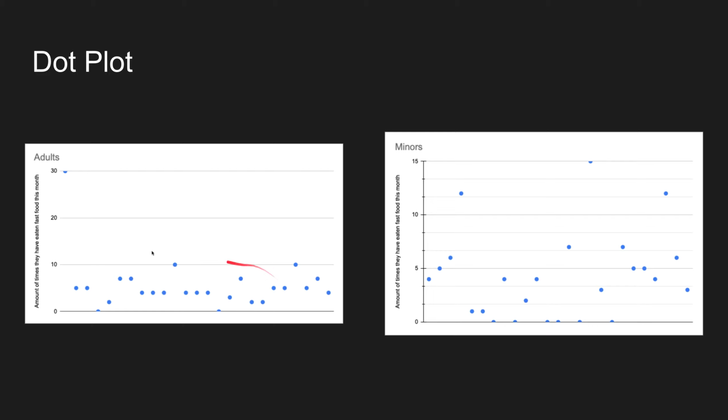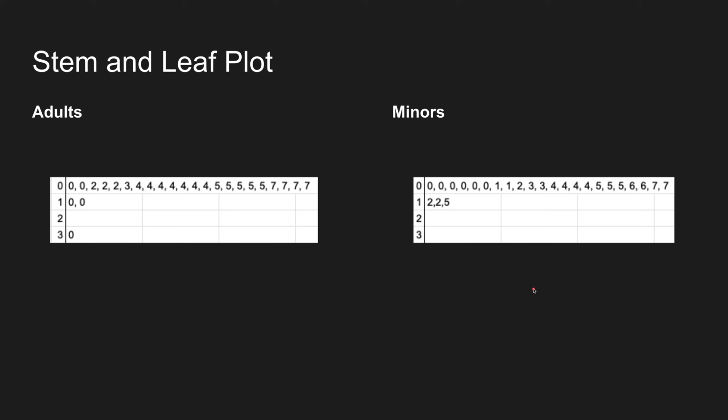And for the dot plots, we have the highest at 30 and 15, and the adults are a little bit lower and less spread out above versus the minors. They're more around. And the stem and leaf plots. The minors rarely were able to go past 10, whereas adults went into the 30s.